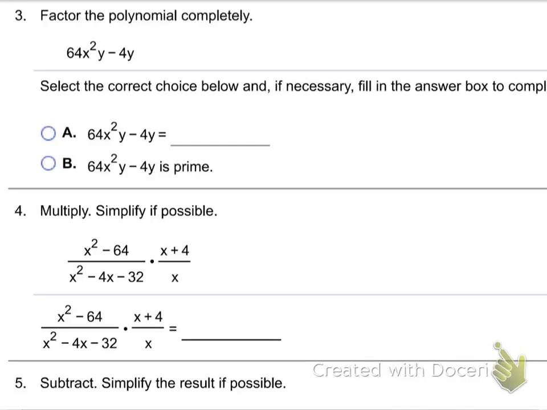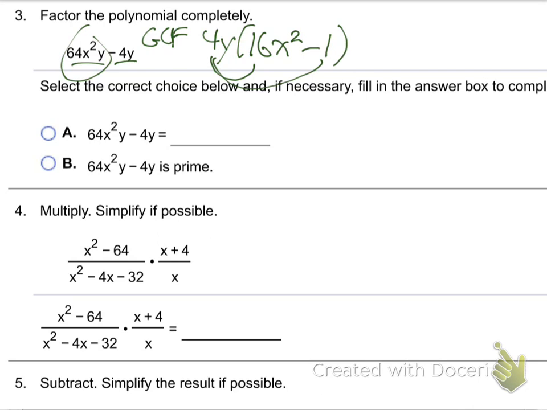Okay, number 3 here, again, we're going to factor. GCF is always the first step. What comes out of both those? 4 and y, huh? So what's that leave inside? 4y times what would go back to this? Use your calculator, it would be 16x squared, and 4y times minus 1. Okay, so now we've done that. Now, the 4y stays in the front.